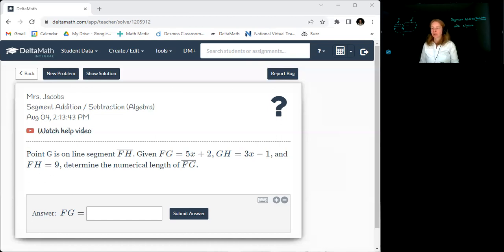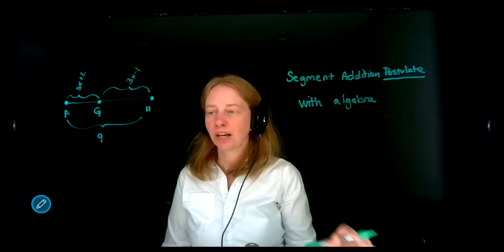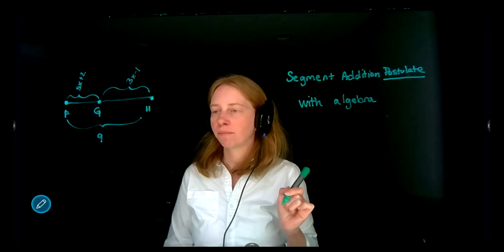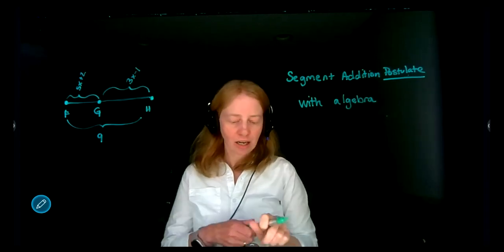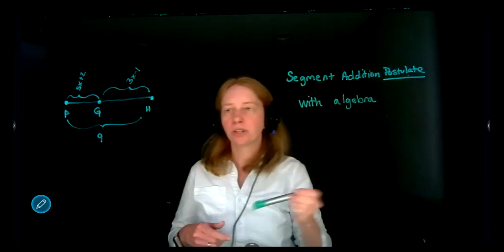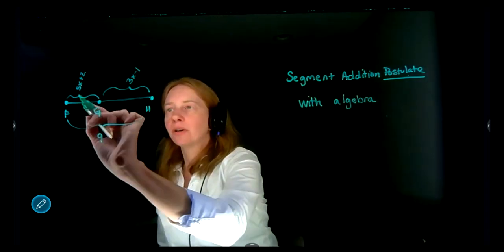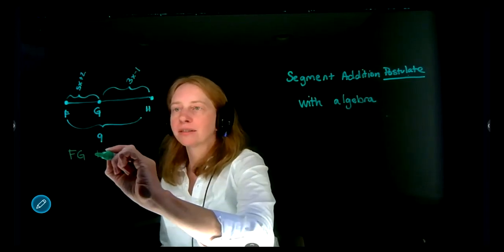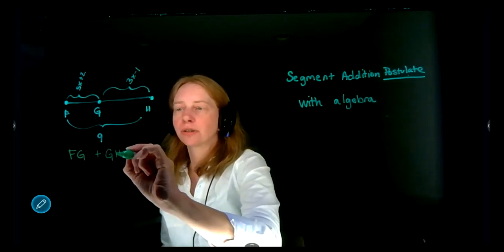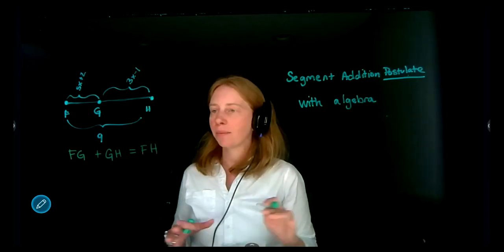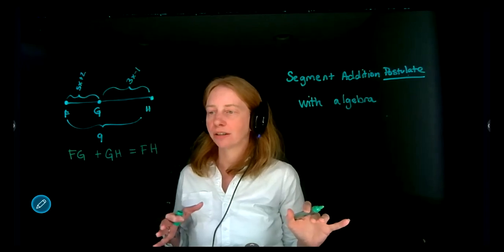So I'm going to stop sharing my screen. I'm going to show you the picture that I drew. Hopefully you can see both of those at the same time. And so now we're going to set this up as a true math problem with an equation. So here we go. We have FG plus GH equals FH. That's straight from the segment addition postulate.